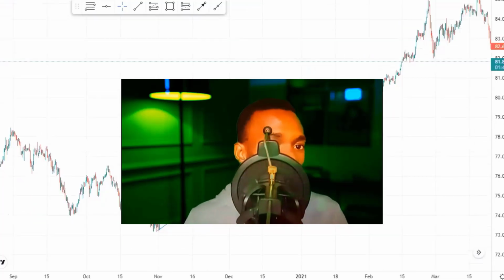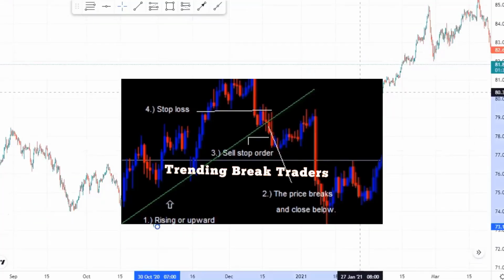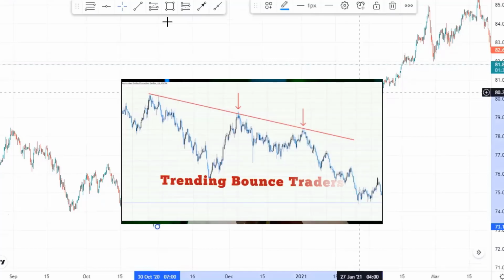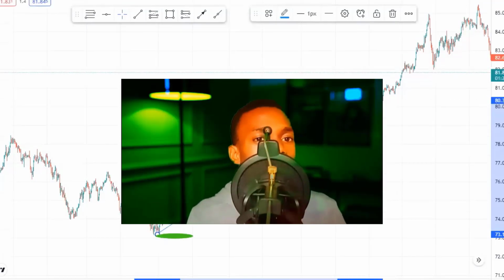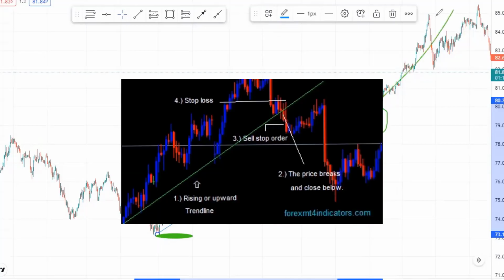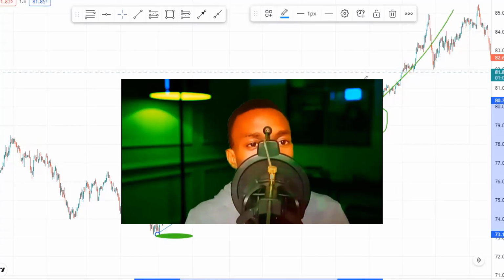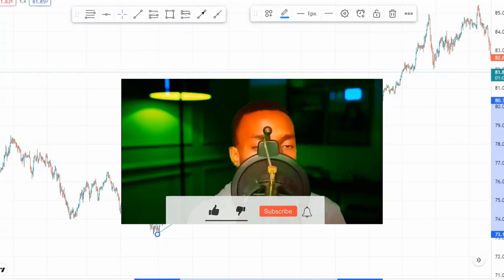We have two types of trendline traders. We have the trendline break traders and the trendline bounce traders. I am a trendline bounce trader, because if you are a trendline bounce trader, you're definitely going in the direction of the overall trend. But if you are a trendline break trader, you are definitely going against the direction of the trend. For example, if the market is bouncing off a particular trend line, you are waiting for that trend line to get broken, then you sell, which is against the bullish move of the trend at that point in time.